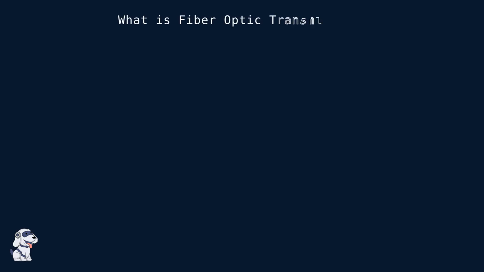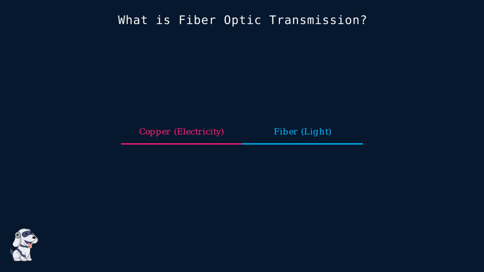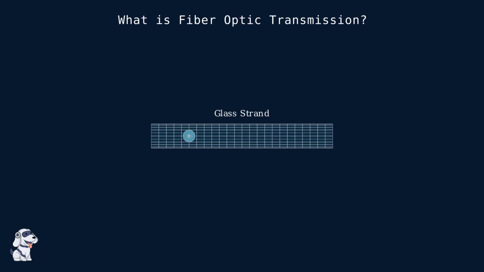Fiber optic transmission is the backbone of the modern internet. Unlike older copper wires, which move data using slow, heat-generating electrical pulses, fiber optics use light. At the heart of this technology are tiny, pure glass strands. These strands act as a waveguide, trapping pulses of light and carrying binary information across continents at near-light speed.